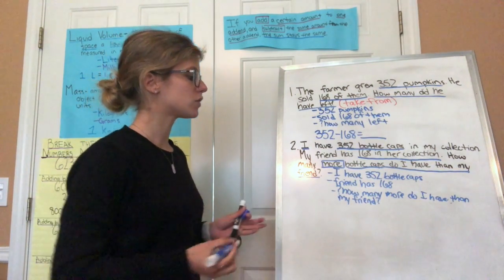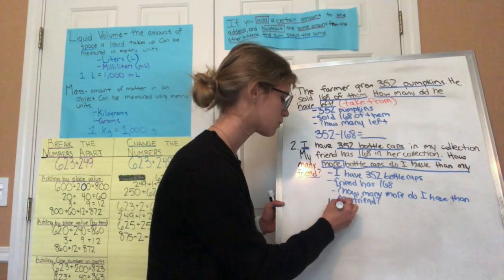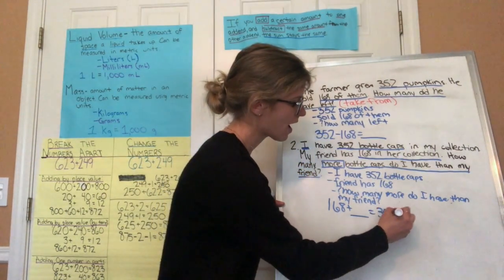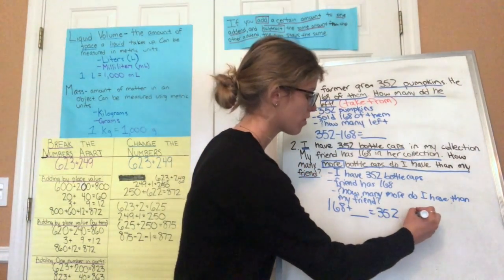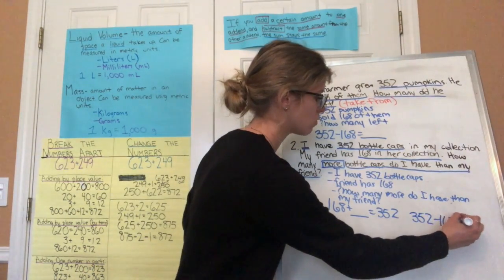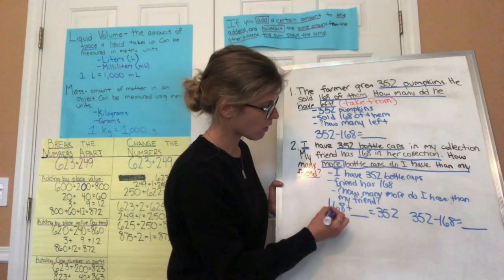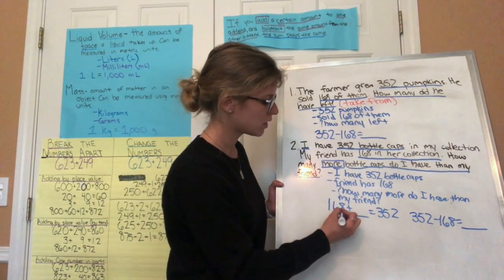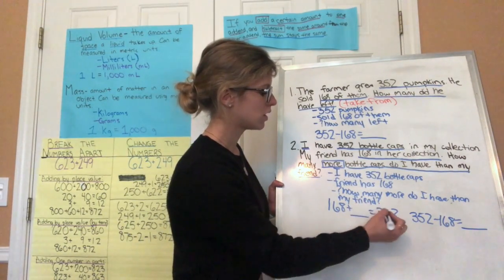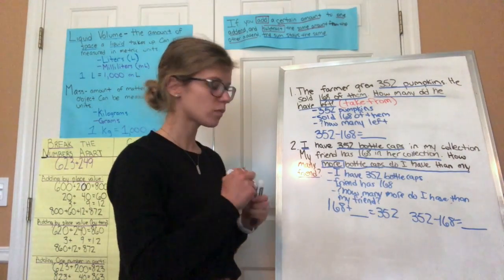I could do a couple different strategies. I could do 168 plus blank equals 352. Or I could do 352 minus 168 equals what? And the reason I could do either is because I'm able to think about, if I start with 168, how many more do I need in order to get to 352 bottle caps?